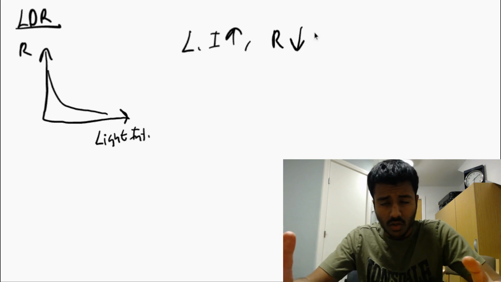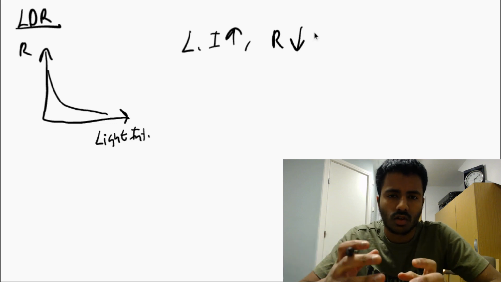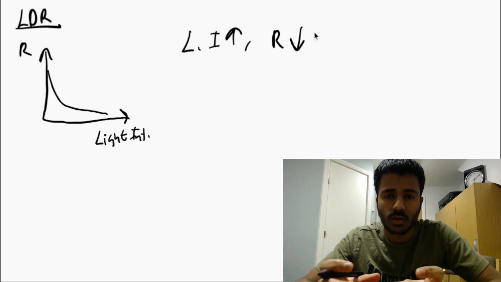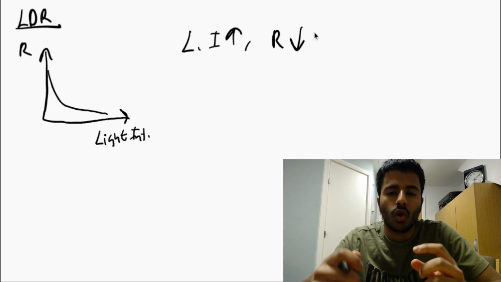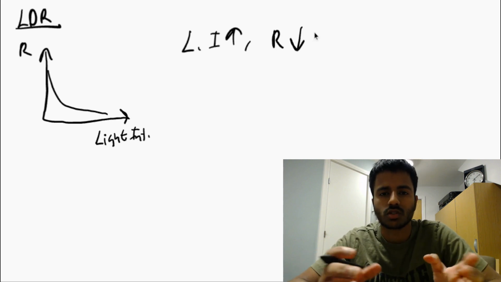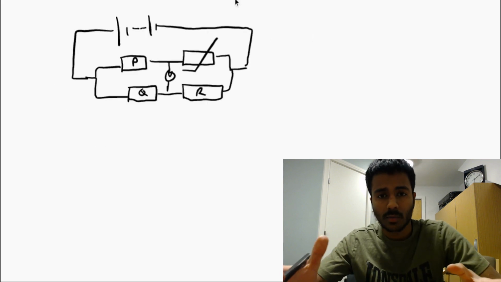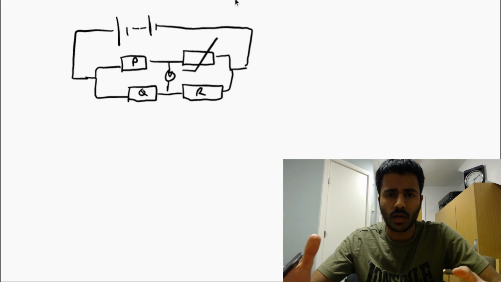And you might be asked in your exams, if you're changing the light intensity incident on an LDR, or the temperature on a thermistor, what adjustments would you have to make to a circuit in order to keep the voltages across each component the same? Let's look through an example. This is similar to a question that came up in a past A-level or AS level paper.